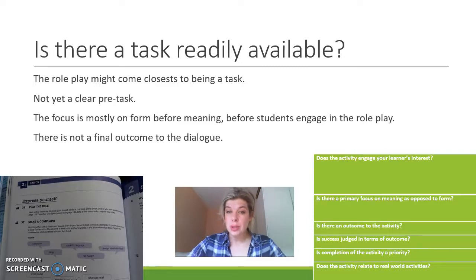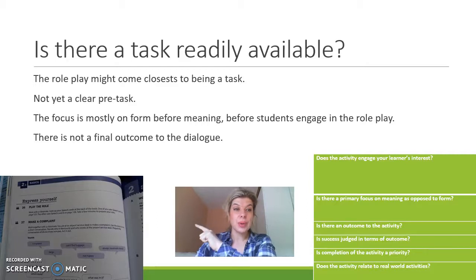So the questions that are also in Willis and Willis: does the activity engage your learner's interest? It's right there. Oh no, there, if I look at myself. Does the activity engage your learner's interest? Is there a primary focus on meaning as opposed to form? Is there an outcome to the activity, etc.? These questions.